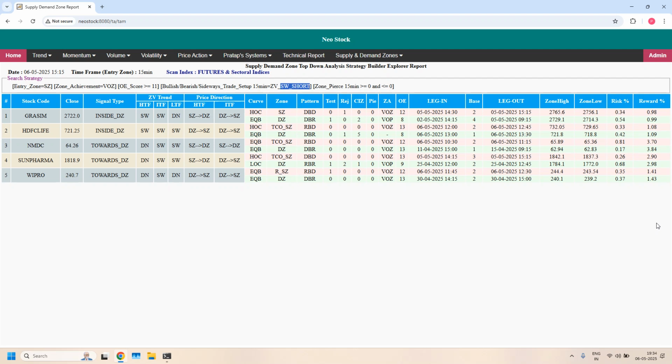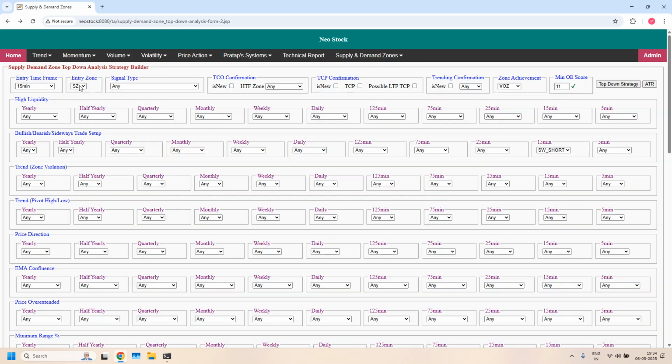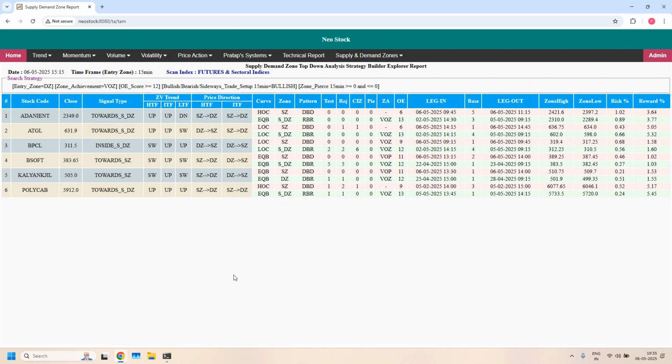Okay, next the bullish trade setup for daily income trade. Entry time frame is 15 minutes, and the entry zone should be the demand zone. In bullish, bearish or sideways trade setups, I am selecting bullish. The only change in the filters is that minimum odd enhanced score should be 12. Now let's filter. We got 6 stocks.